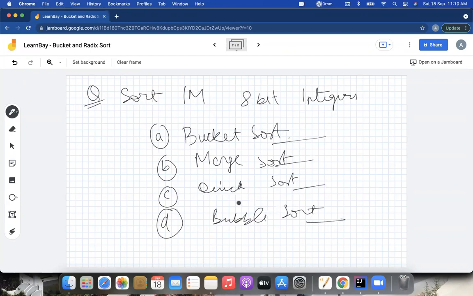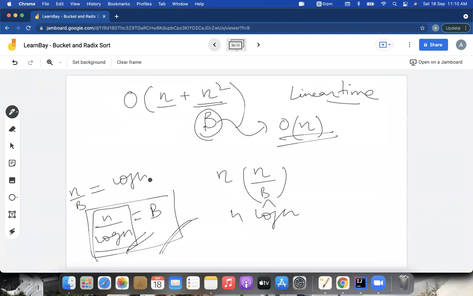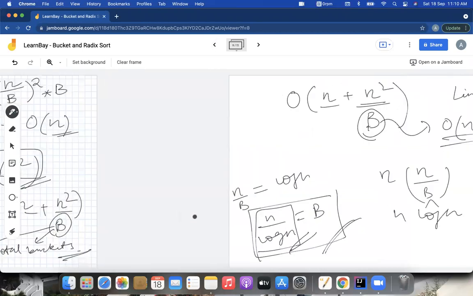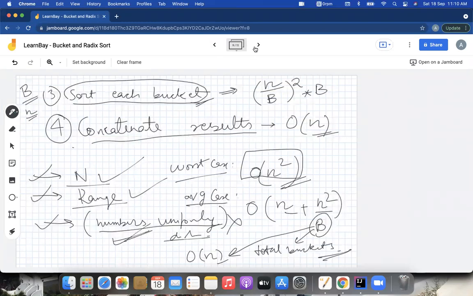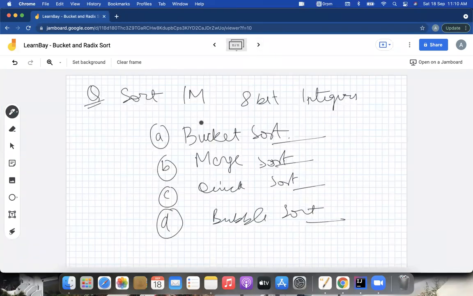What would you use? Remember what I said: you can use bucket sort if you know how many numbers, you know the range, and if you know the numbers are uniformly distributed. You can assume the numbers are uniformly distributed because any randomly generated set of numbers is uniformly distributed. That is a mathematical certainty: if you randomly generate 100 numbers, they will be uniformly distributed without any bias towards any bucket.